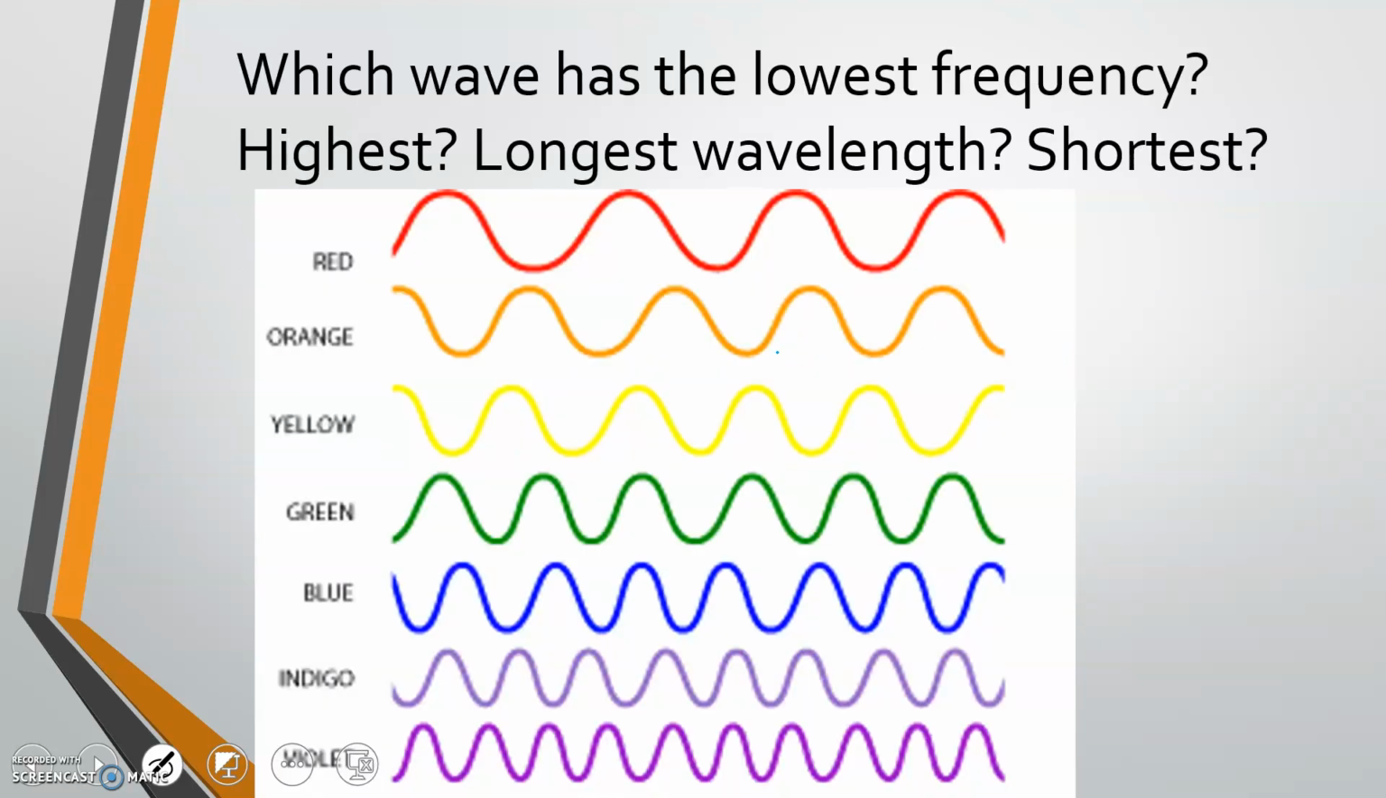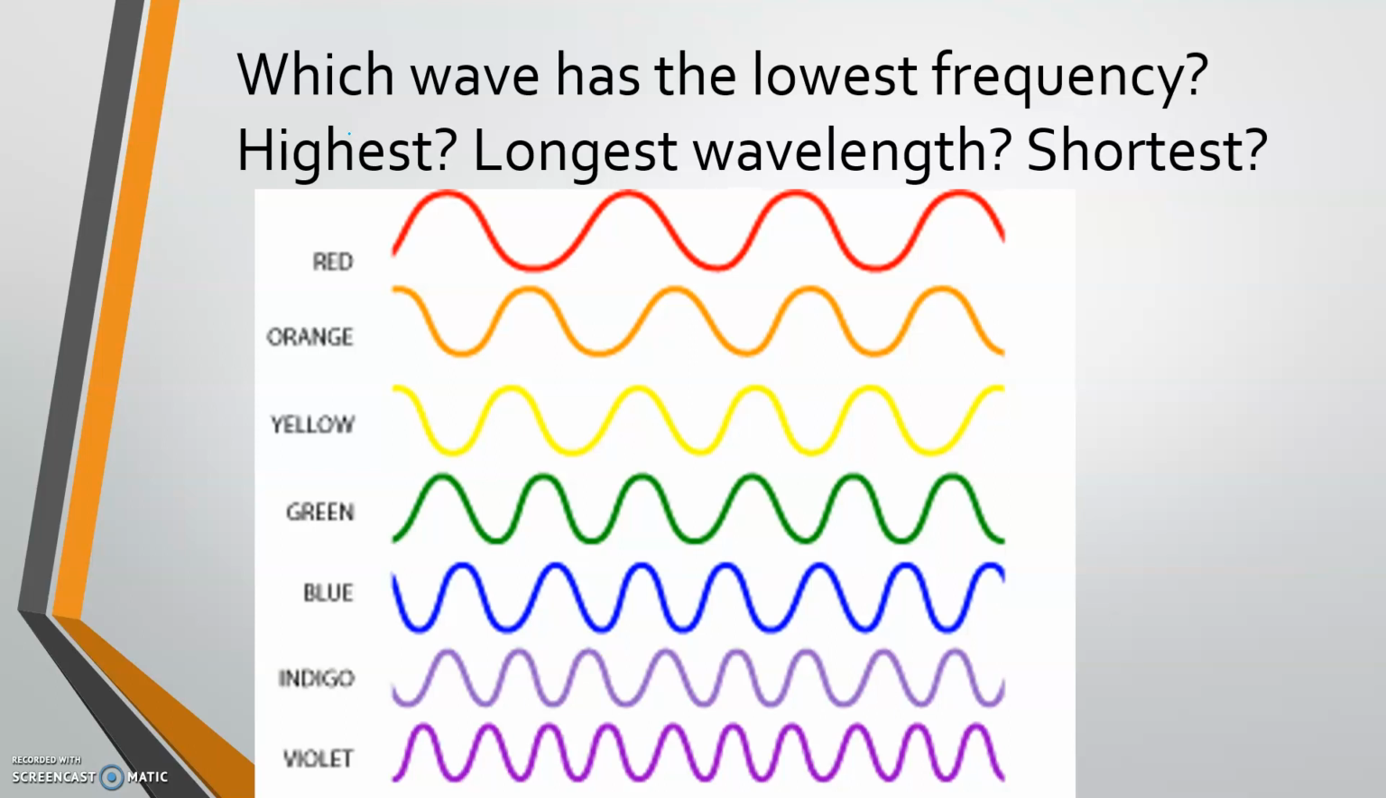All right, so we've already said that these are transverse waves. There are several different colors corresponding with ROY G. BIV, the rainbow. So you have 1, 2, 3, 4, 5, 6, 7 waves. Which wave has the lowest frequency, highest frequency, longest wavelength, shortest wavelength? Pause it and maybe write down your answers just so you don't forget them.